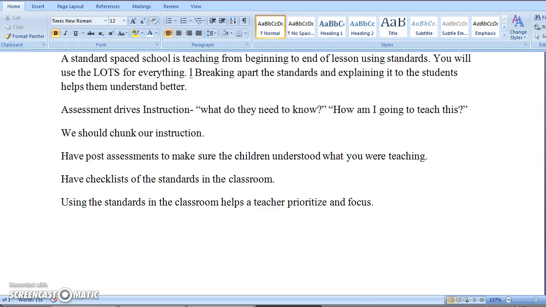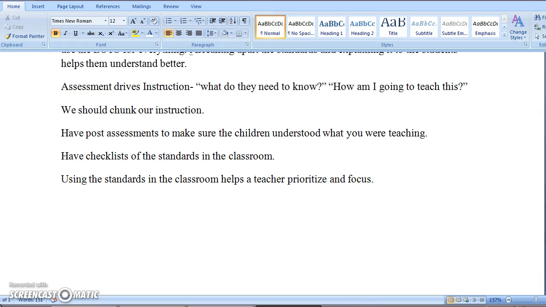We should have checklists of the standards in the classroom. We should definitely use the post-it notes like they talk about. I didn't write that down, but we should use those, it would help them understand things better. And it said that using the standards in the classroom helps a teacher prioritize and focus. And that's all I have.